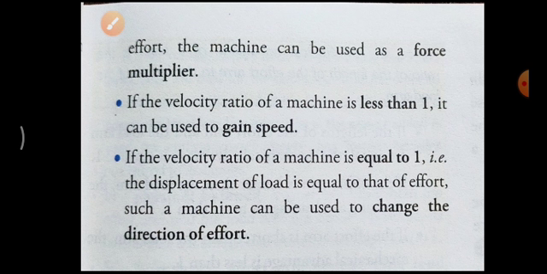And the third point: if the velocity ratio of a machine is equal to 1, then the distance moved by the effort is equal to the distance moved by the load. Yes, both are the same, that is, the displacement of the load is equal to that of the effort. Such a machine can be used to change the direction of the effort only. Simple one, but very important also. I hope all of you have understood this one.